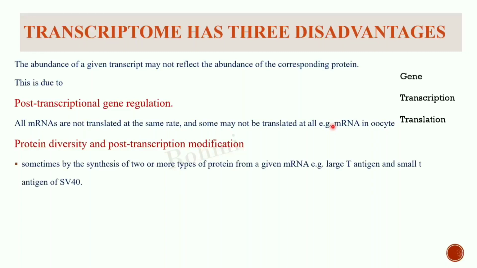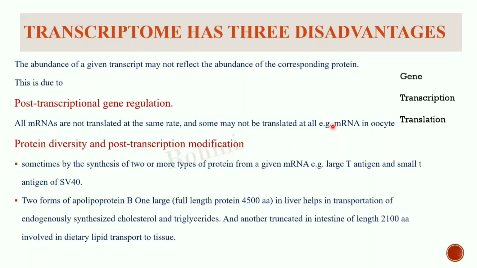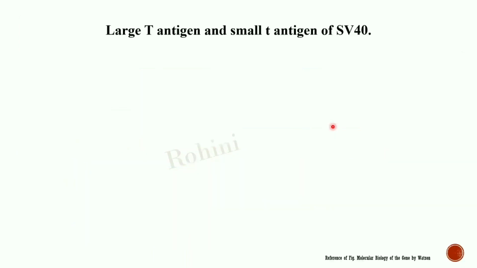Second is protein diversity, and that protein diversity is due to post-transcriptional modification, which includes alternate splicing and RNA editing. Here we will take the example of alternate splicing, that is the large T antigen and the small t antigen of SV40. Here there is a gene for the antigen, and this is a single gene from which the large T antigen and the small t antigen are synthesized.